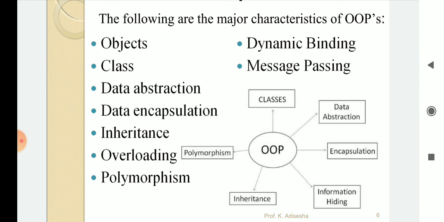So dear students, these are a few topics that we covered today. Basically, what is procedural programming, what is object oriented programming, what is the difference between procedural and object oriented programming, and what are the various characteristics or concepts of OOPS language.